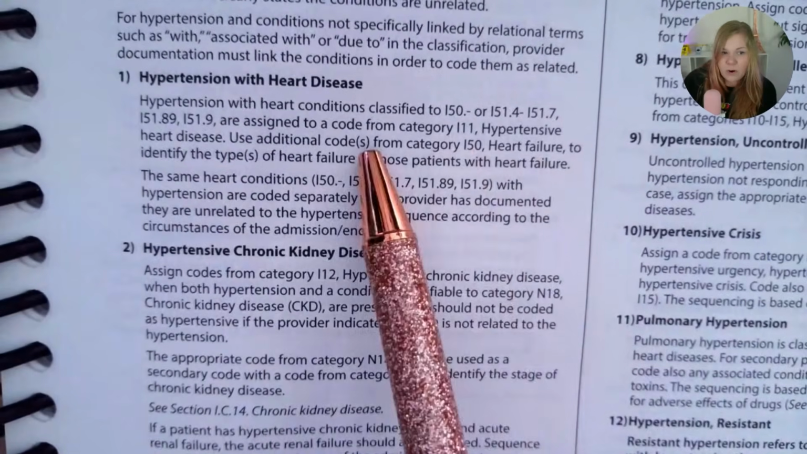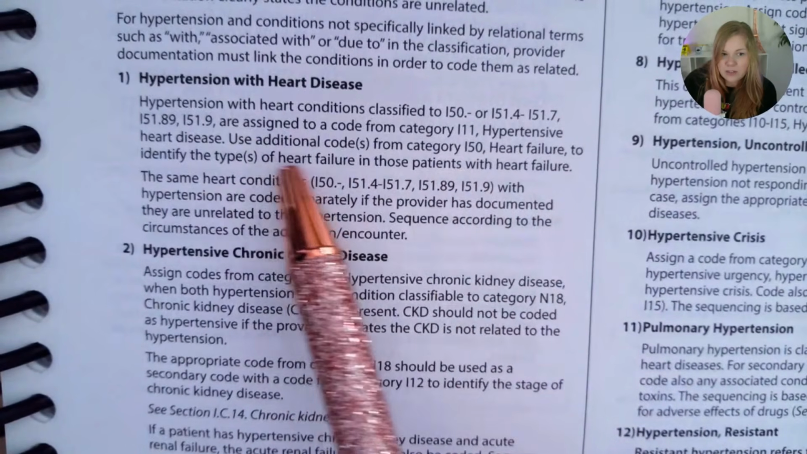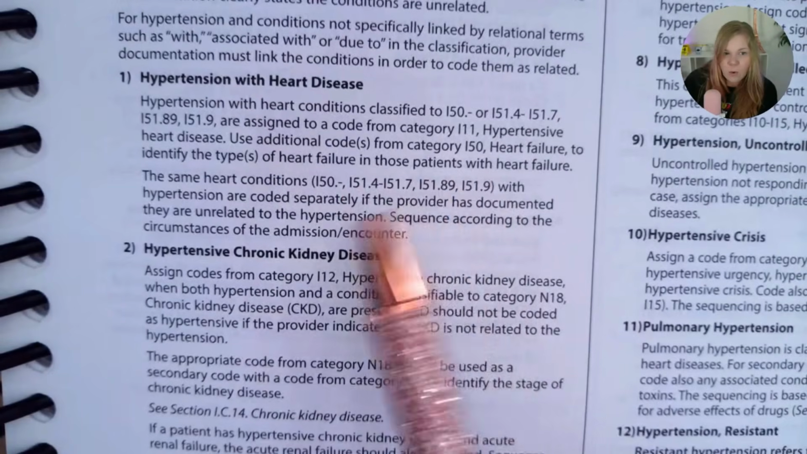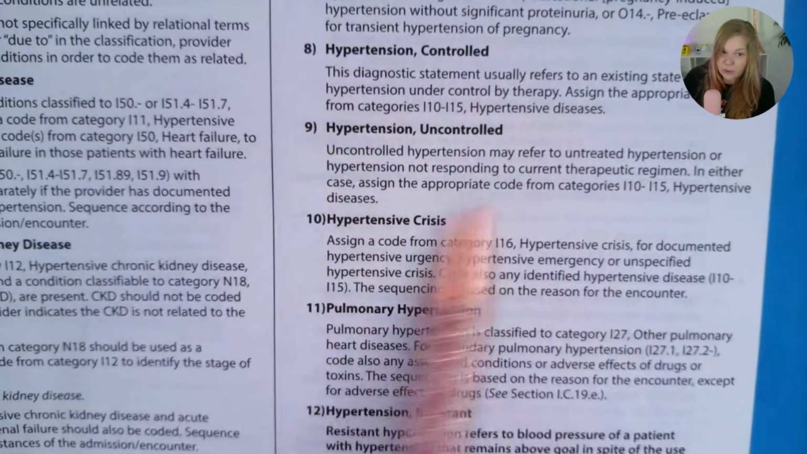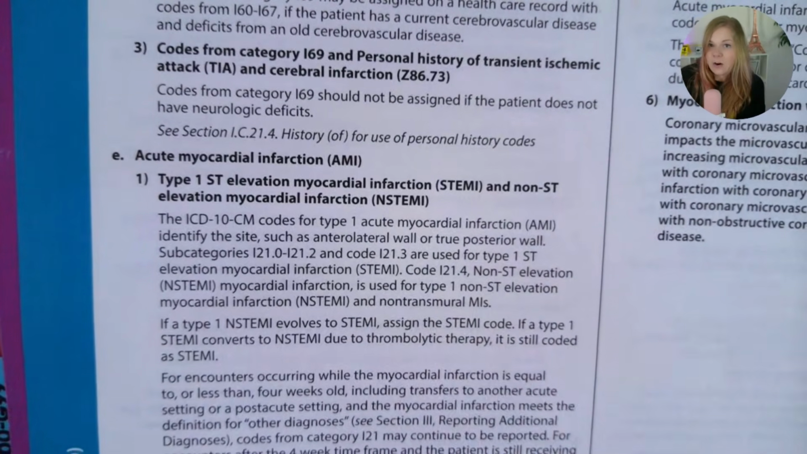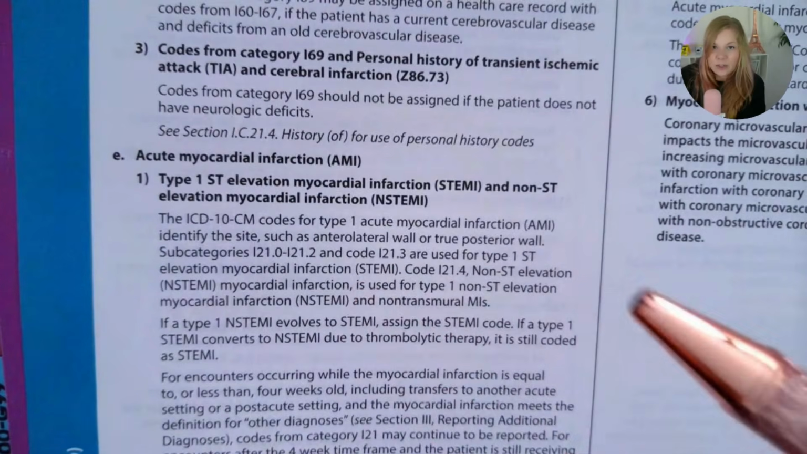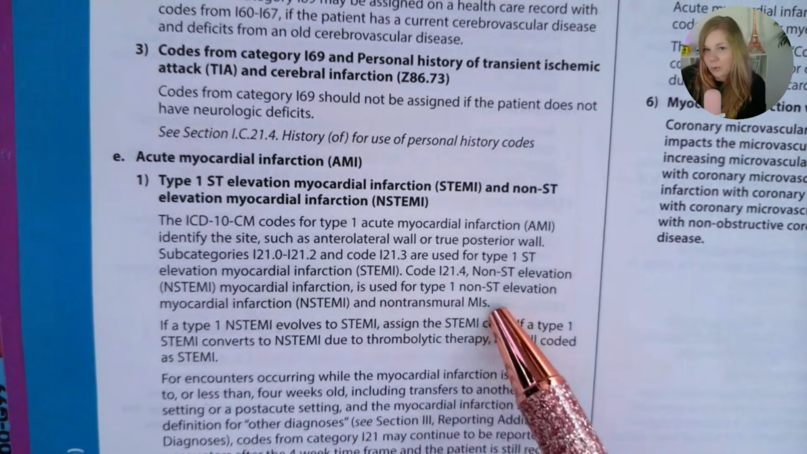Same thing with the heart disease. We have hypertensive heart disease, but it says to use an additional code, category I50 from heart failure, to identify what is going on with heart failure. So really pay close attention to these hypertension guidelines. Read through your guidelines. For heart attacks, we have our ST elevation MIs, our STEMIs, and those are coded I21, while our non-ST elevation myocardial infarctions, NSTEMIs, are coded with I21.4.